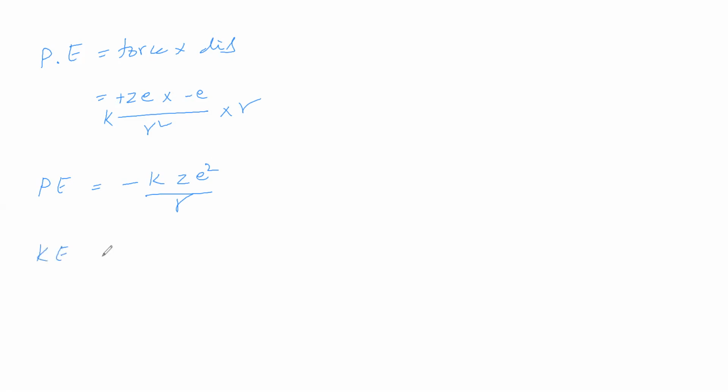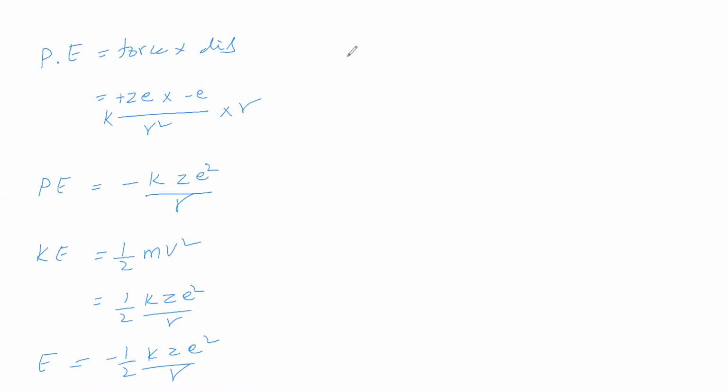Kinetic energy is equal to half mv square. In the place of mv square, we are substituting k z e square by r. Then energy of electron is the sum of these two, therefore minus 1 by 2 k z e square by r. So energy of electron is minus 1 by 2 k z e square by r. Kinetic energy is 1 by 2 k z e square by r. Potential energy is equal to minus k z e square by r.